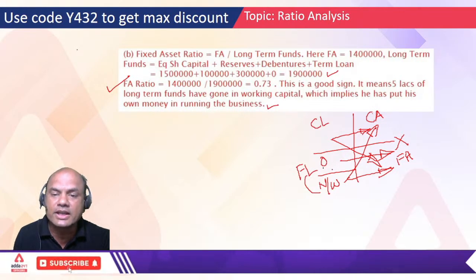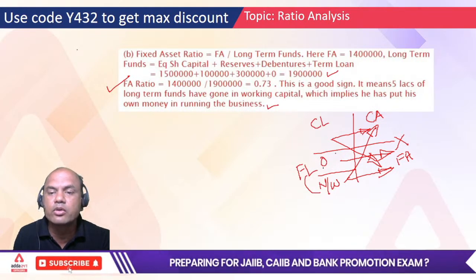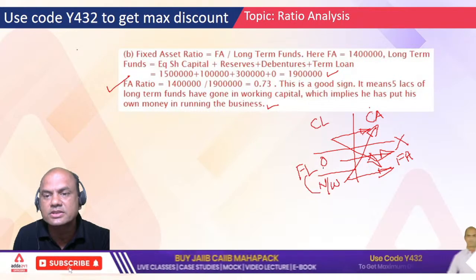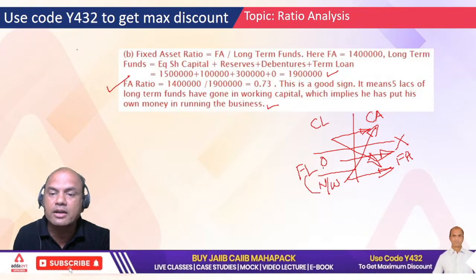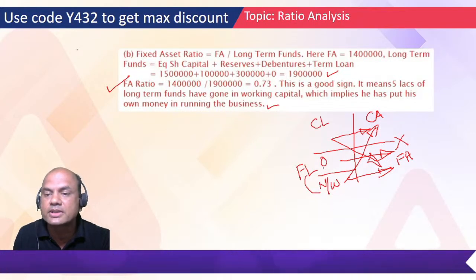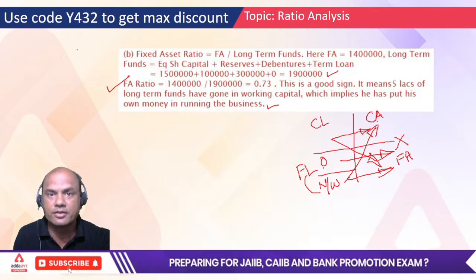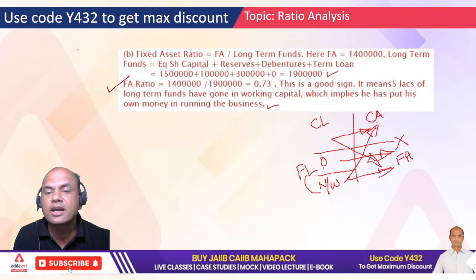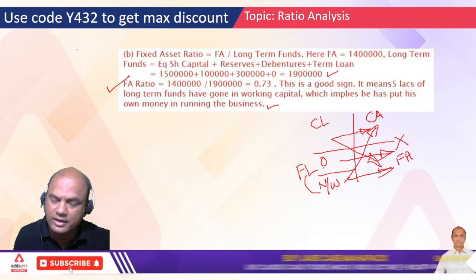Whenever any fixed asset or long term liability, and specifically the net worth part, goes into purchasing of current assets, it's a good sign that the businessman is using his own money for purchasing the current asset. He is involved in the business.